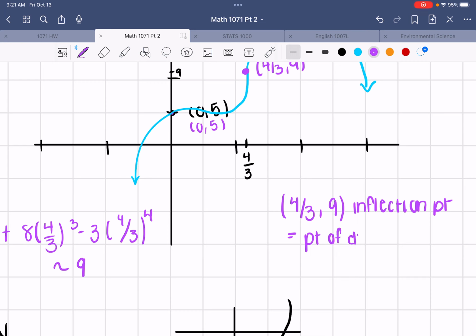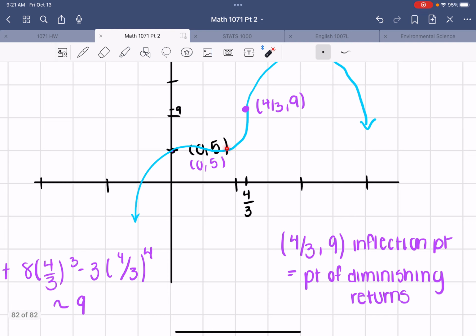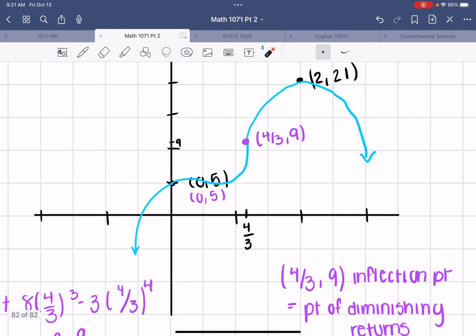Remember, your derivative is the slope of the tangent. So as you journey on the curve from 0 to 4/3, notice that your slope is getting larger and larger and larger. But it reaches this point and the slope starts to turn negative. The slopes are going back down, and finally it heads to 0. Okay.